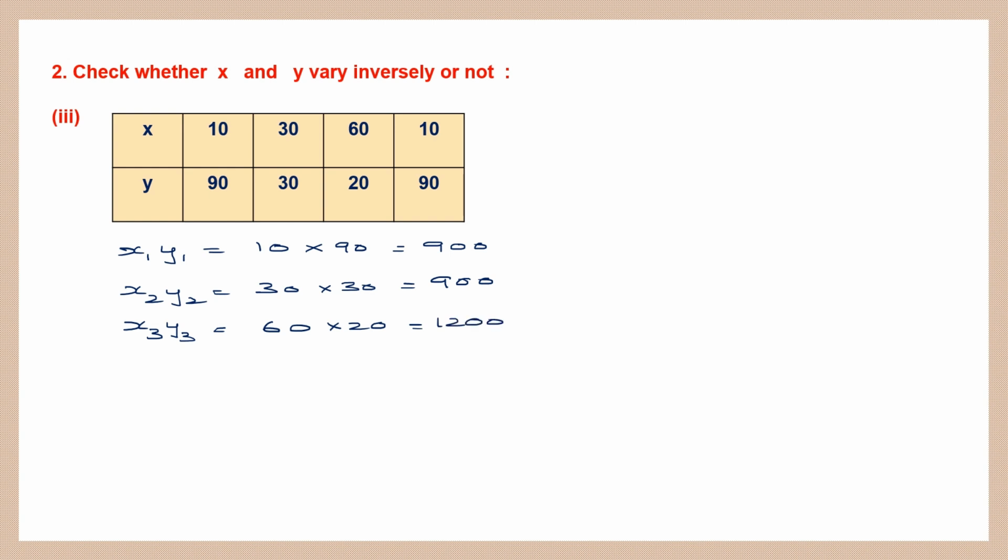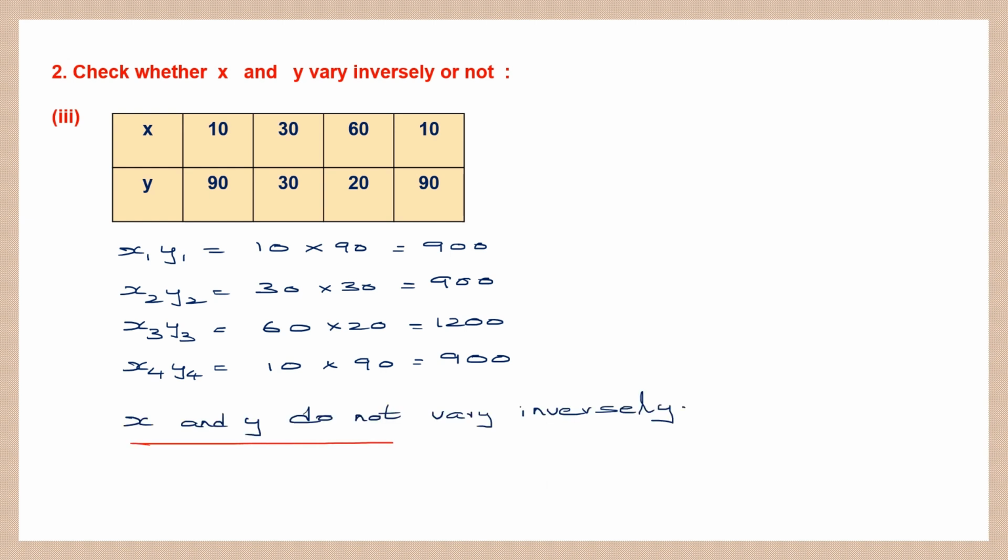It's already different. So let's take x4, y4 and that is 10 into 90. 1 nine is 9 and the two zeros. So here as you can see, it is not a constant because 900 we have and then again 900, but then we have 1200 here. So you cannot say that x and y are a constant. Therefore, they do not vary inversely. So this is the answer.